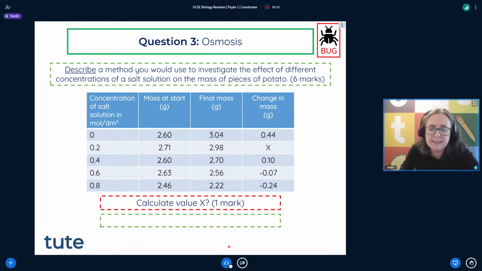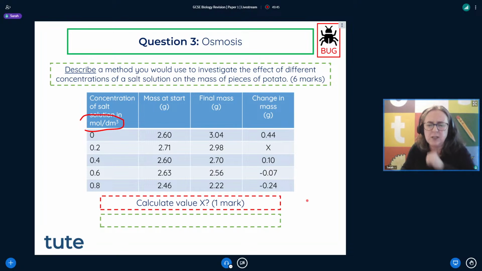Okay, so basically this is the sort of data that you'd get from an experiment like this, and you could quite often be given this data in the exam. So you can see in this table, we've got the concentration of the salt solution in moles per decimetre cubed. That's the standard measurement of concentration. We have the mass at the start, and then we have the final mass. And then we can calculate the change in mass from the start to the final mass. So this is a set of data that you could be presented with in an exam.